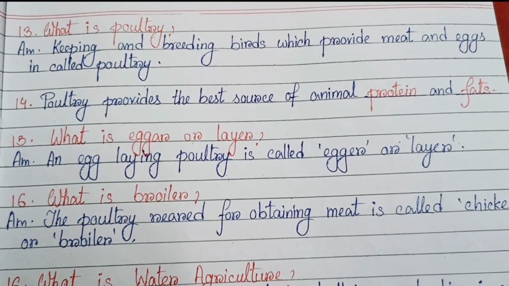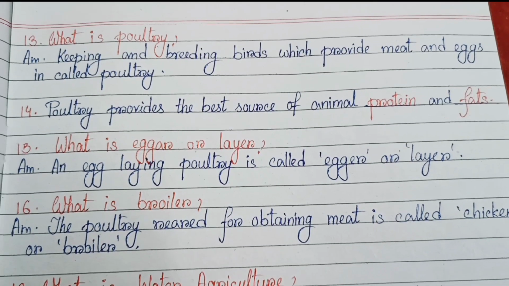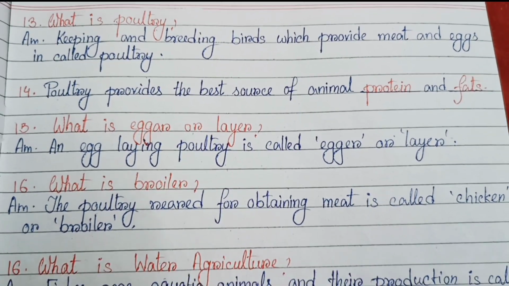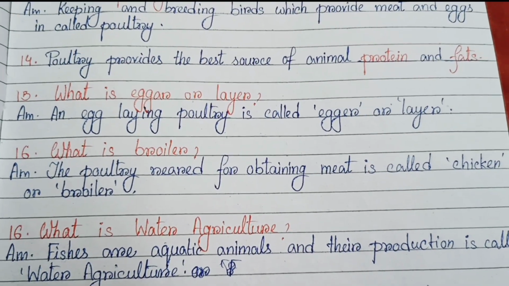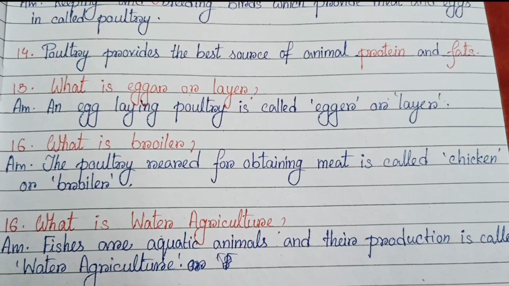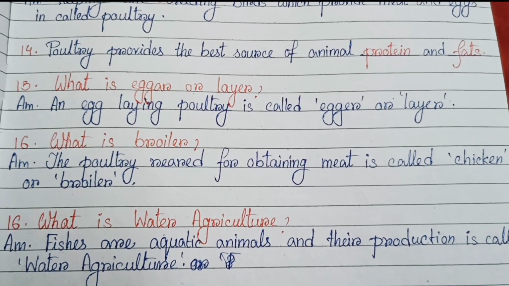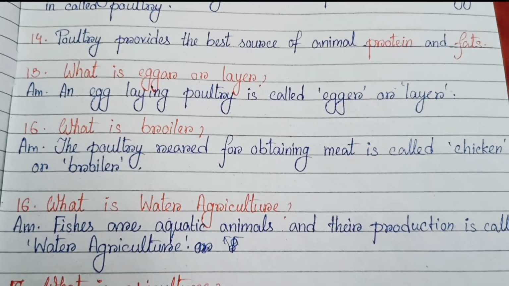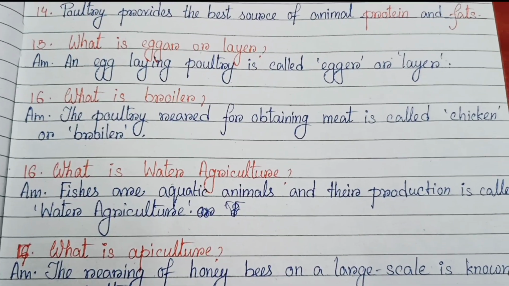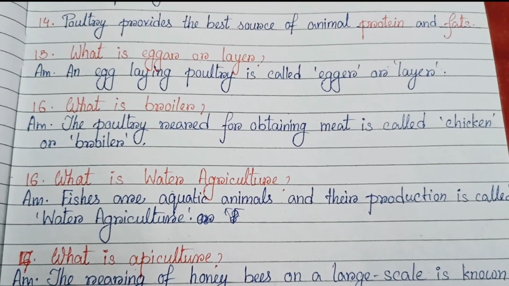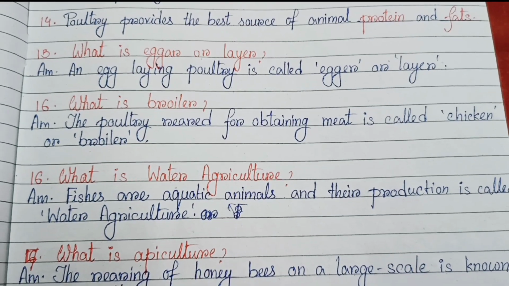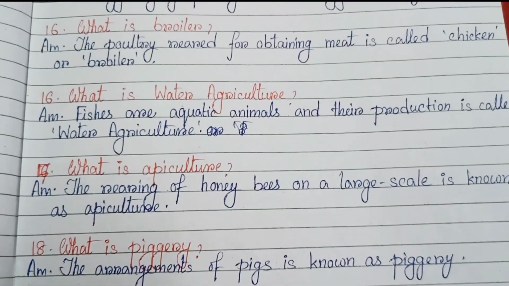Number 14 is the fill in the blanks. Poultry provides the best sources of animal proteins and fats. Number 15, what is egger or layer? An egg laying poultry is called egger or layer. Number 16, what is broiler? The poultry reared for obtaining meat is called chicken or broiler.